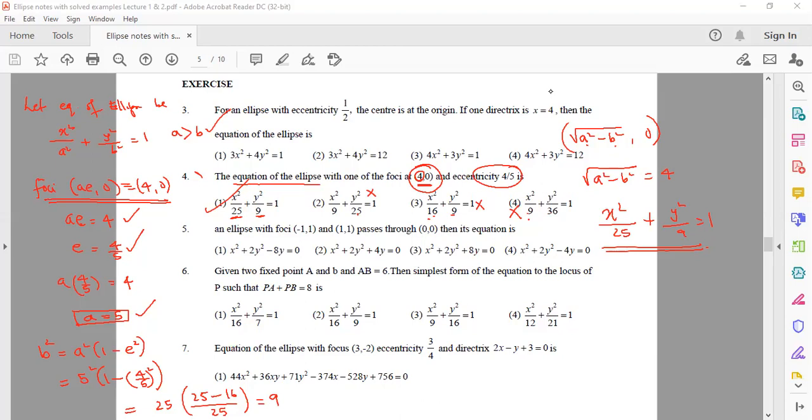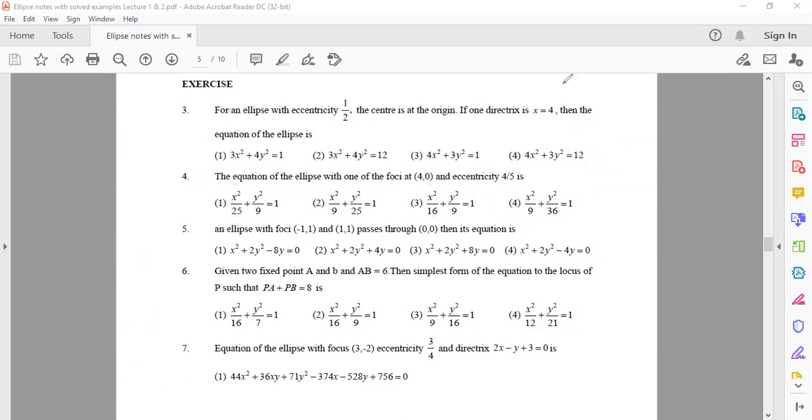Okay, now comes the real question. Till now we were doing questions which were normal. There's nothing special about them. Now they are not standard foci. Usually the foci are ae, 0 and minus ae, 0. But here the foci are -1, 1 and 1, 1. And it's not standard, it passes through the origin.